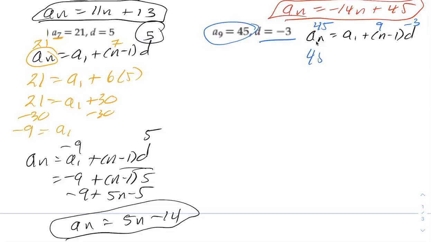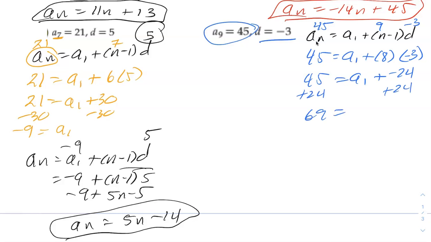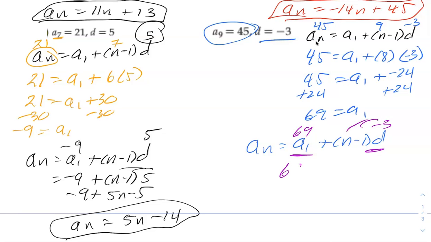So now I know 45 equals a1 plus 9 minus 1 times negative 3. So 45 equals a1 plus negative 24. Add 24 to both sides. 69 equals a1. And then plug it back into the equation. So my equation was this. And now we're going to plug in our values. We can simplify it to make it nicer. We get negative 3n plus 72.